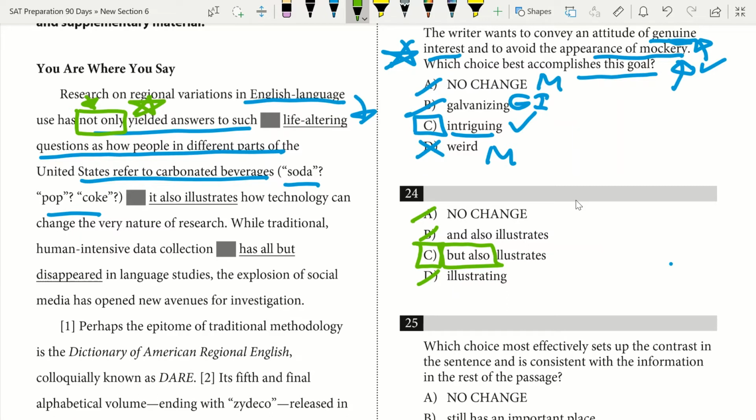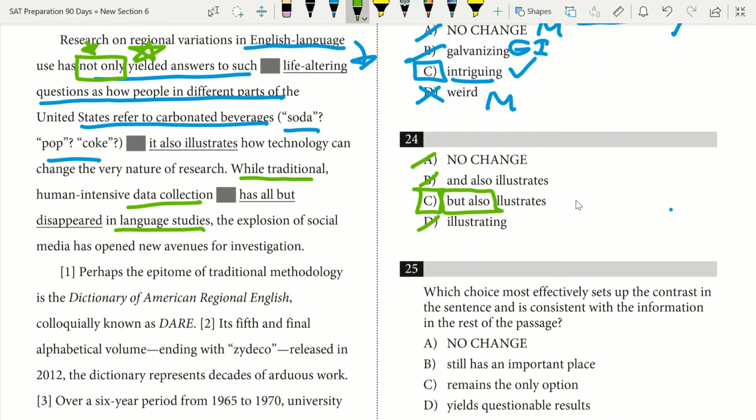All right, so now we have, well, traditional human-intensive data collection, and now we have a word there, in language studies. We're asked which choice most effectively sets up the contrast in the sentence and is consistent with the information in the rest of the passage. Well, what's setting up a contrast in the sentence? So, while traditional human-intensive data collection, and then something, the explosion of social media has opened new avenues for investigation.